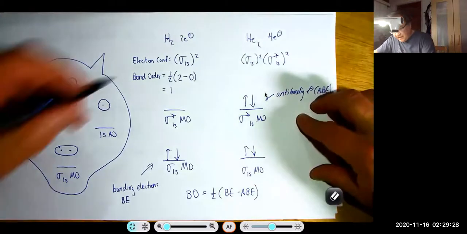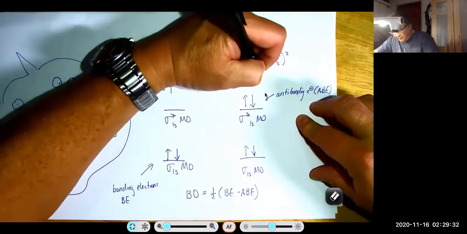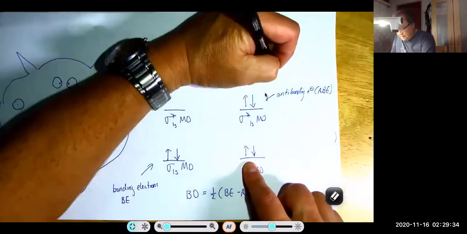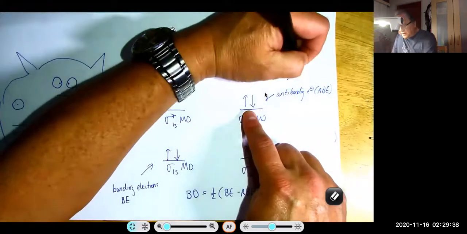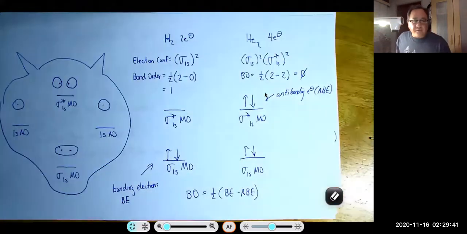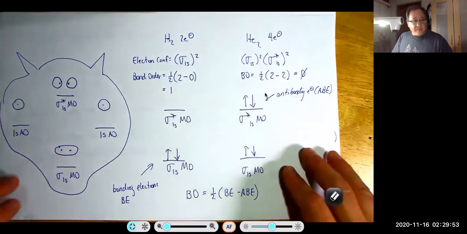Okay, now let's look at the bond order here. The bond order here is going to be 1/2 of 2 minus 2. So here the bond order is 0. So what does it mean when you have a bond order of 0? It means that those two atoms are not going to bond together. So we know that helium atoms do not bond to other helium atoms. They're stable by themselves. So this explains why a helium does not bond to a helium.